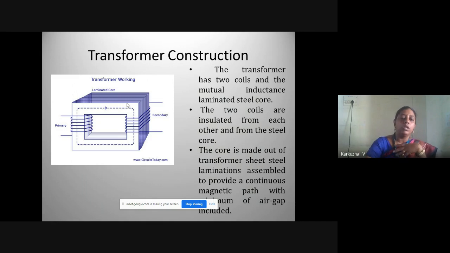And in that core, there are two arms. These are called the two arms. In these two arms, you can see the windings that are wound, called the primary winding and the secondary winding. So, what is the basic principle behind the transformer?